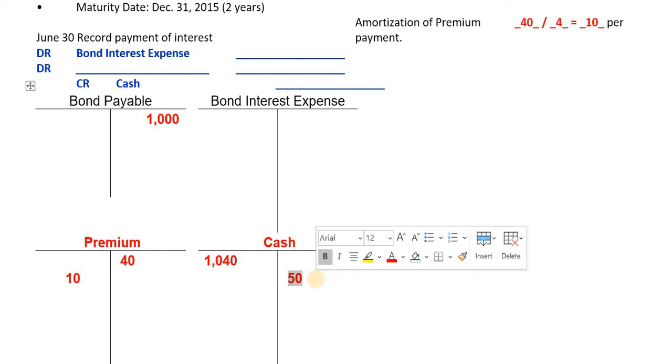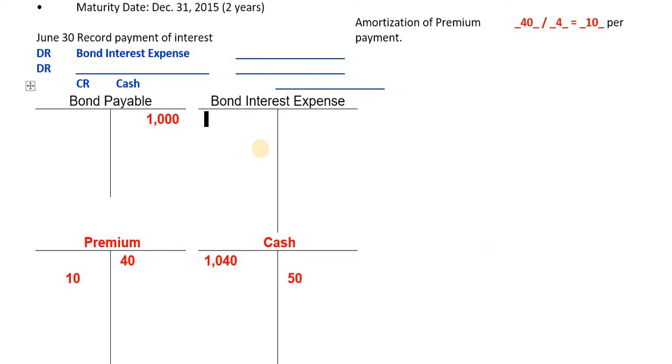I pay the cash for 10, debit cash, credit cash, debit interest expense of 50. Debit premium, credit interest expense for 10. What's my net? $40. So here's my June 30th. Here's my June interest. Okay?